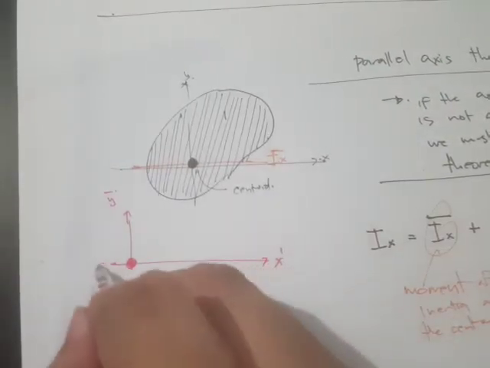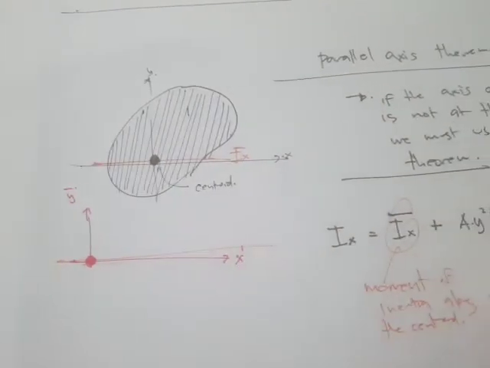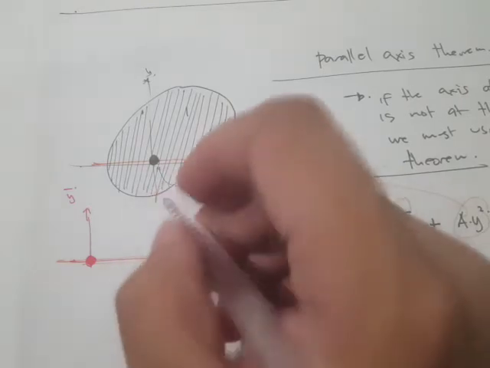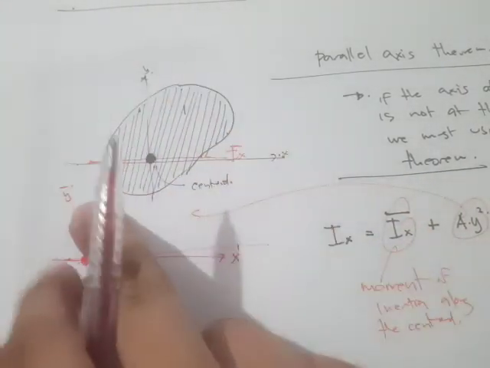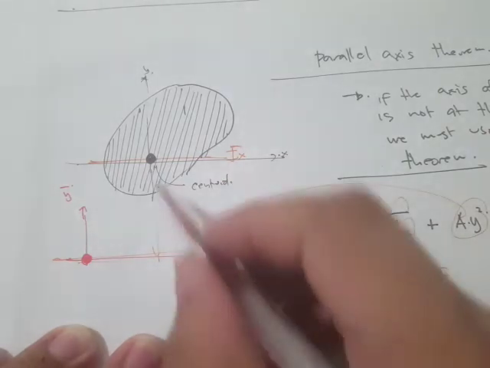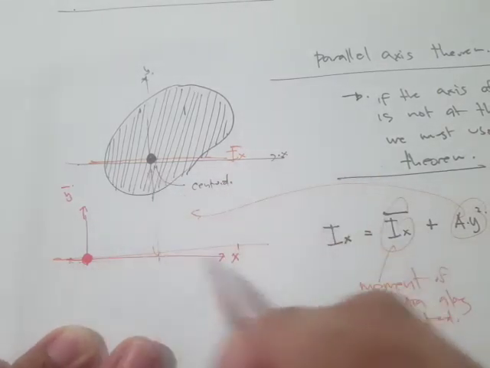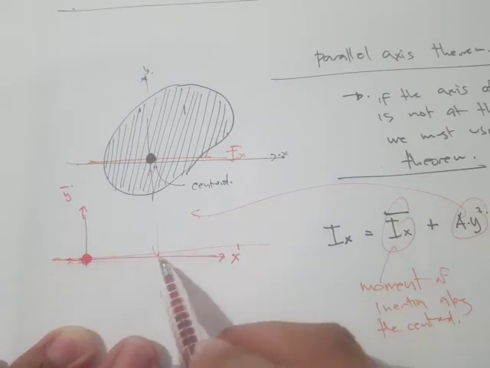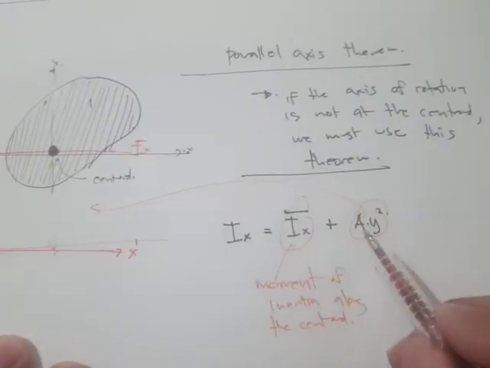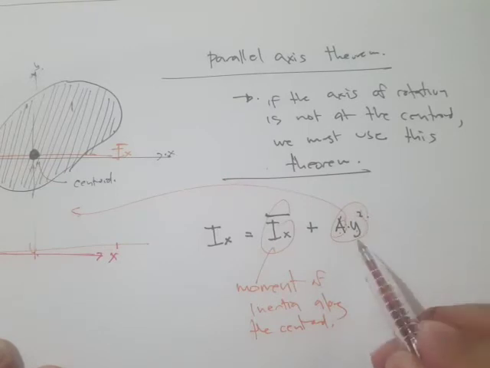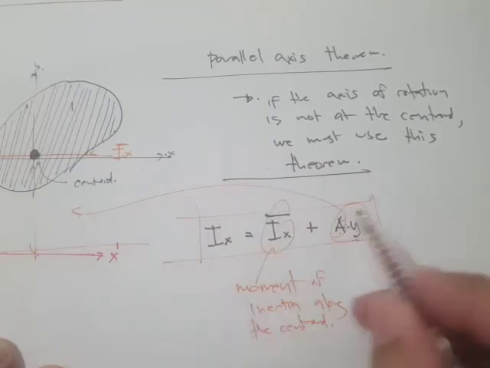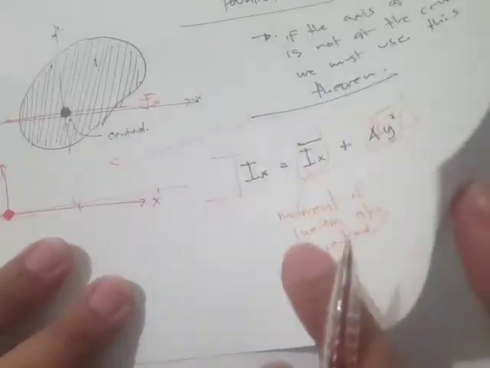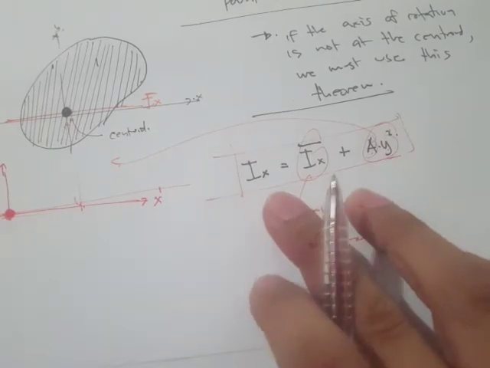And we need to take another moment of inertia right here, which is this term. The total area times the distance from the specified axis of rotation to the centroid. So this is A times y squared, which is also an equation of the moment of inertia. This is also true for I sub y.